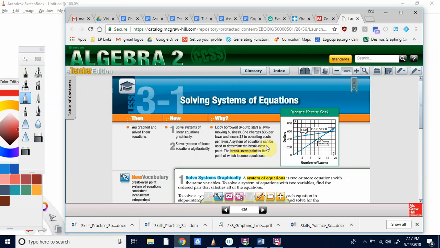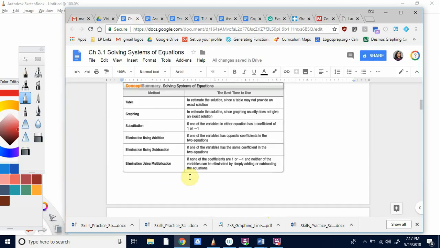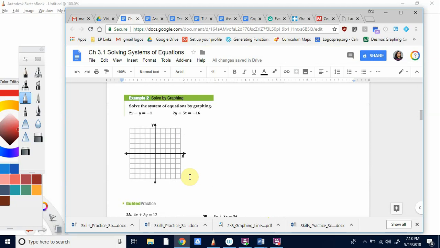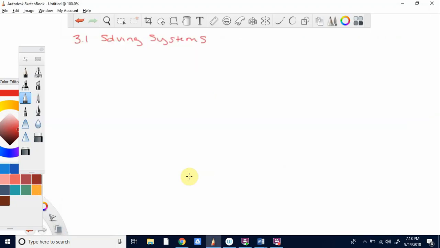So let's look at example 2. Like I said, we're going to skip making a table because it's really not realistic. So we want to solve this by graphing. We have two equations, 2x minus y equals -1, and 2y plus 5x equals -16. Well, the first thing we have to do in order to solve these two equations is put them in y equals mx plus b form.